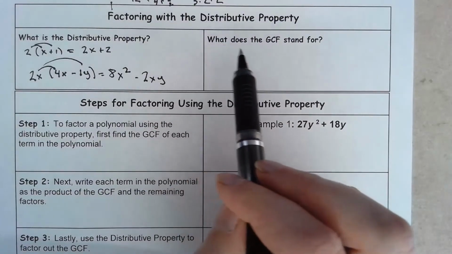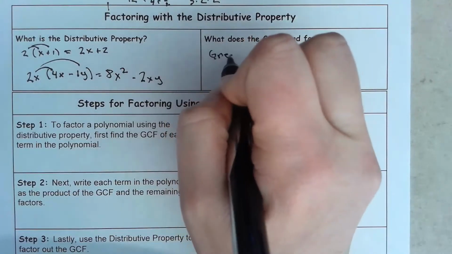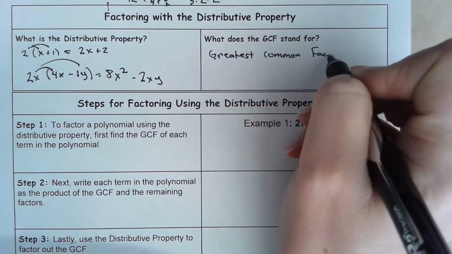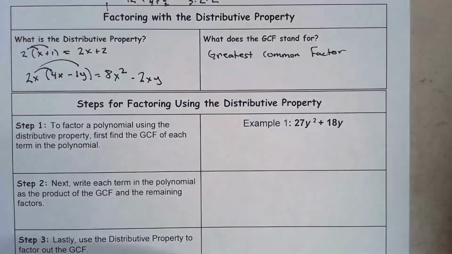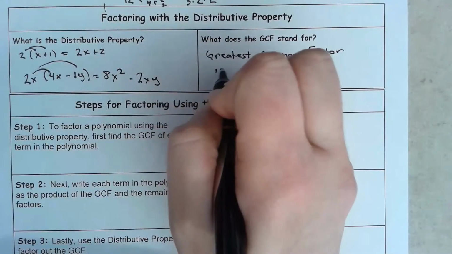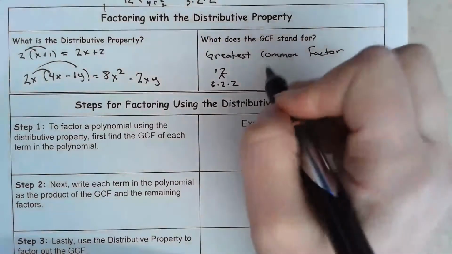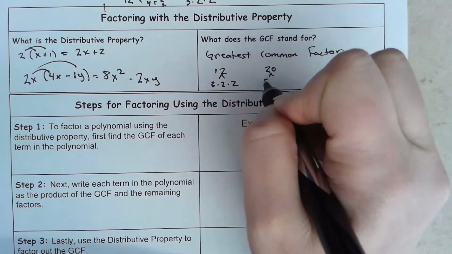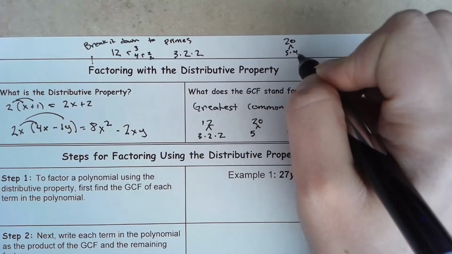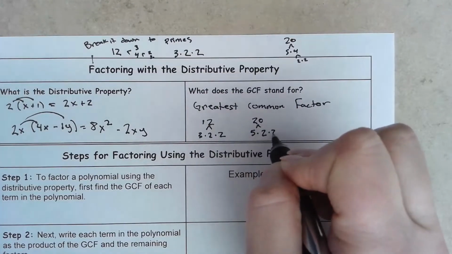So when I say GCF, we have to understand what that is. That's the greatest common factor. And when we say the greatest common factor, if I look at the number 12, which we know is 3, 2, 2, and I look at the number 20, which is 5 times 4, and 4 is just 2 times 2, so 5 times 2 times 2.